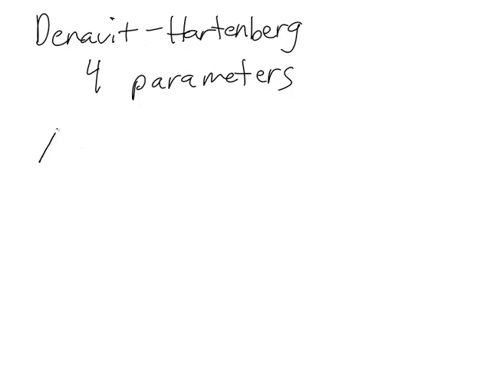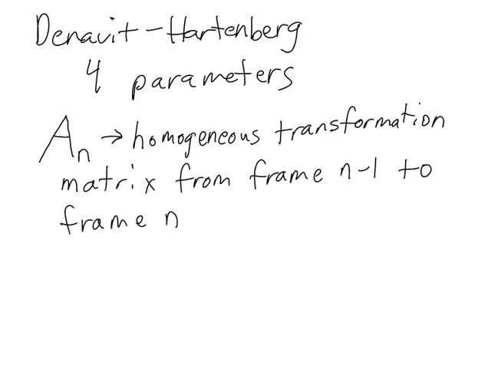Previously, we had learned that these matrices were represented by a capital letter A, with the frame that we're going to written as a subscript. This means the homogeneous transformation matrix from frame n-1 to frame n. In the Denavit-Hartenberg method, we will also use this same notation, and we're going to be looking at the 4 parameters that are necessary to define An, the homogeneous transformation matrix from frame n-1 to frame n.